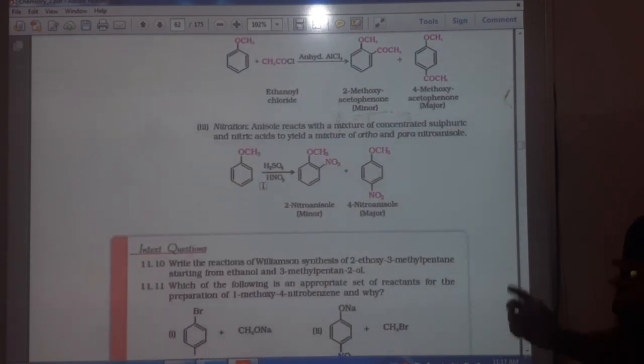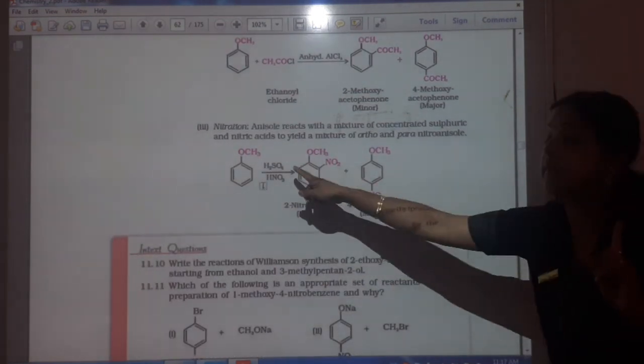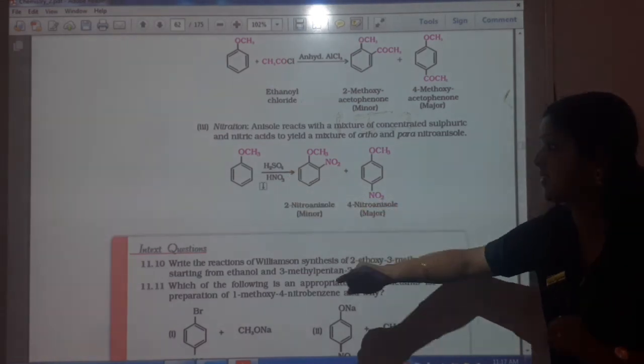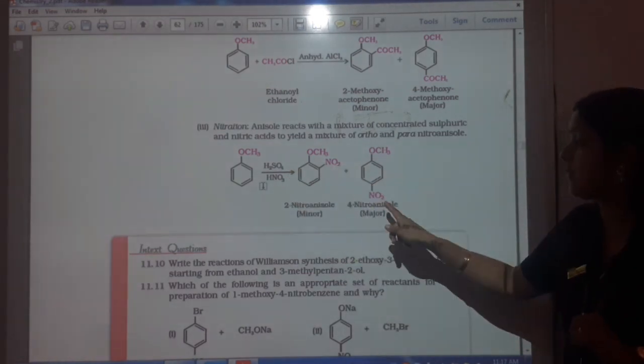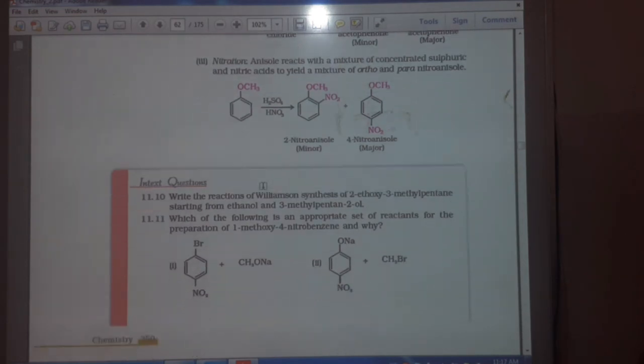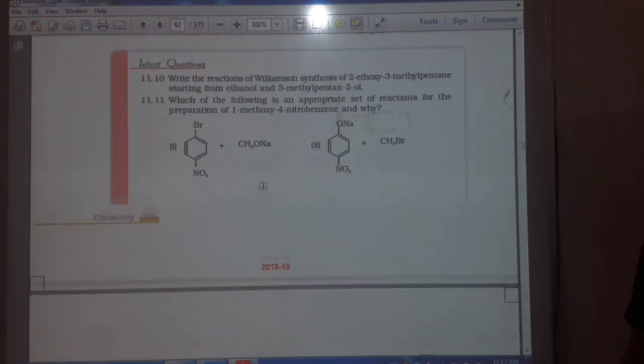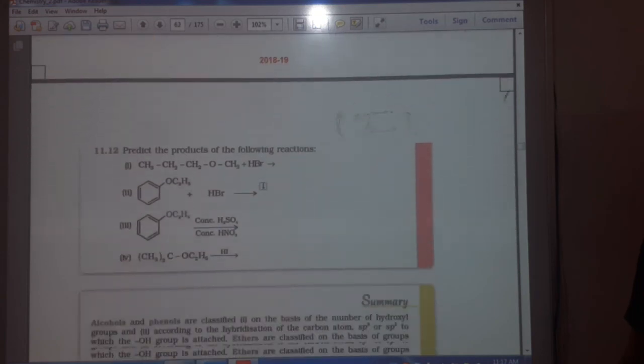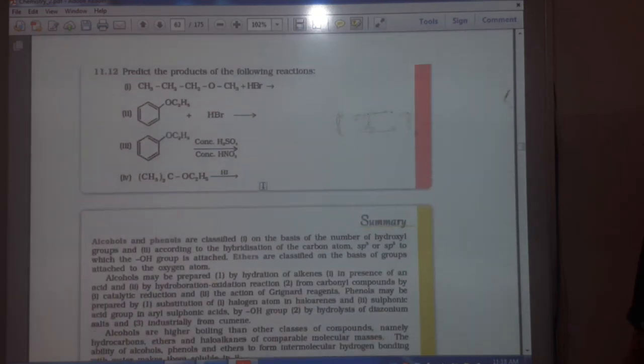Nitration: I have always told you, you will have a combination of sulfuric acid and nitric acid. So you get ortho-nitro and para-nitro anisole. With only this one you have to learn, children. So with this, the reactions are getting over.